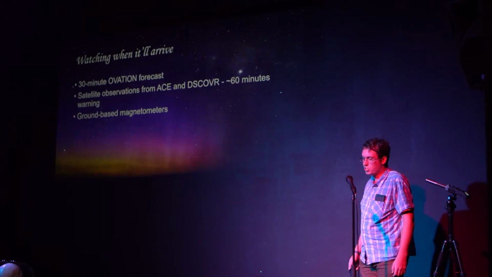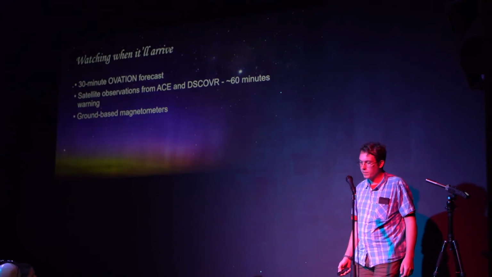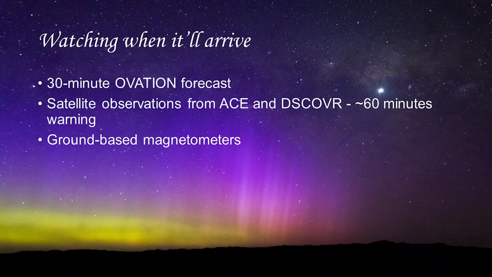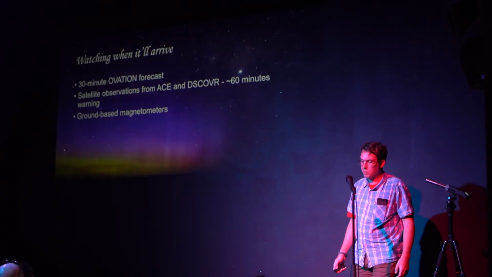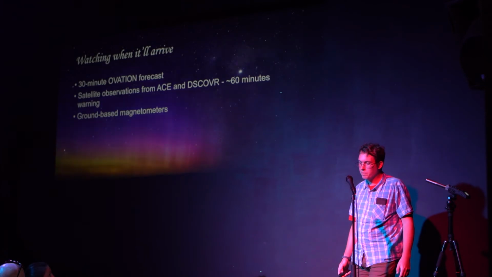Watching for when it will arrive. There are a few tools we can use to watch for the arrival of increased solar wind. One way is Ovation. It's another model that uses live solar wind data from satellites to basically predict the extent of the auroral oval. So basically it predicts how far north you can see aurora from. And depending on solar wind speed, it gives between about 30 and 60 minutes of advanced warning.